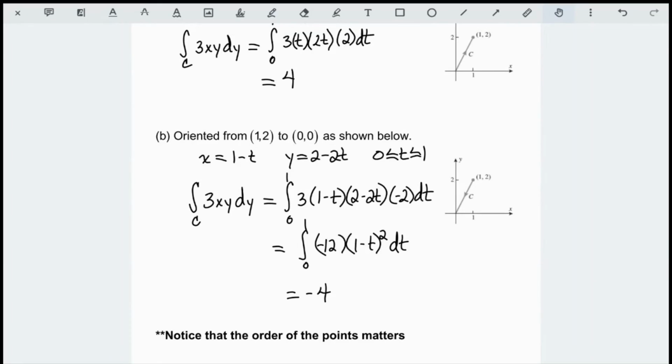So the big thing that I want you to note there is that the order matters, right? So the direction that I'm going makes a difference. The first one I was moving in the positive Y direction. The second one I was moving in the negative Y direction. So the order, or the direction I moved along the curve, made a difference in my end result.